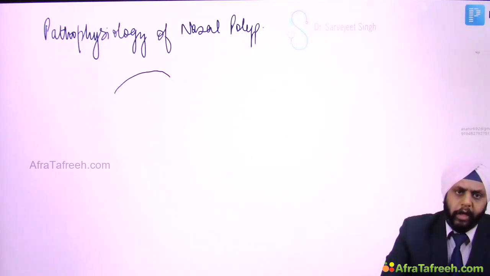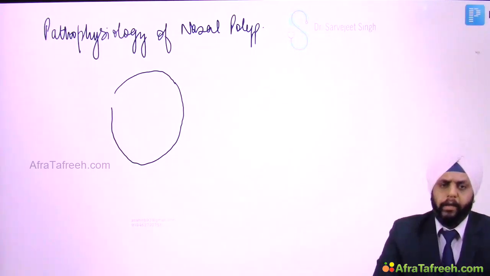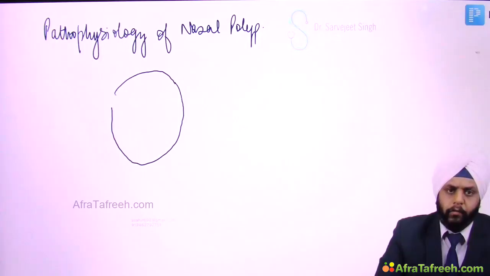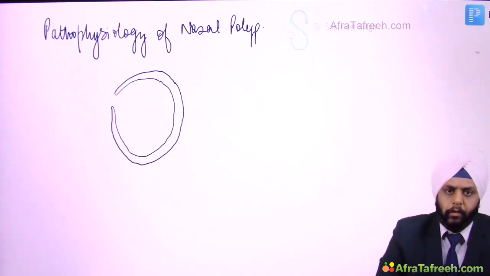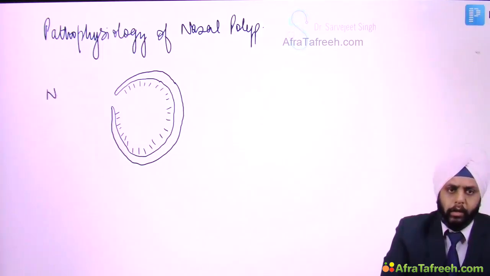We know that we have a sinus. Let us assume this is one sinus. It can be any sinus cell: maxillary, ethmoid, sphenoid or frontal. This sinus cell is lined by epithelium. Which epithelium? Yes, pseudostratified ciliated columnar epithelium. I'll draw some cilia over here. Now this sinus opens into the nasal cavity.